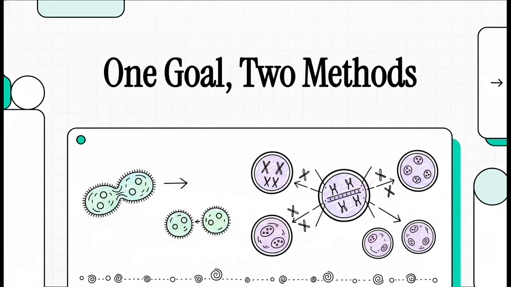All right, let's talk about one of the most fundamental processes in all of life, cell division. I mean, every single living thing, from a tiny little bacterium to you and me, we all exist because of this. It's the engine that drives life, growth, and reproduction. The goal? It's always the same. Take one parent cell and make two perfect, identical copies. But as we're about to see, nature came up with two very, very different ways to get the job done.